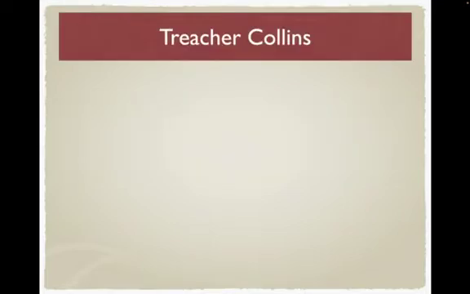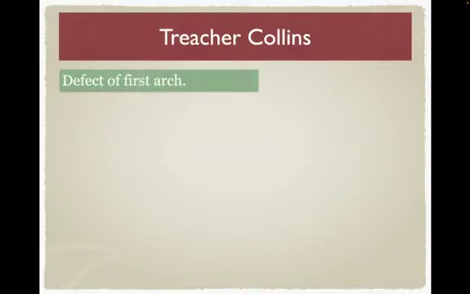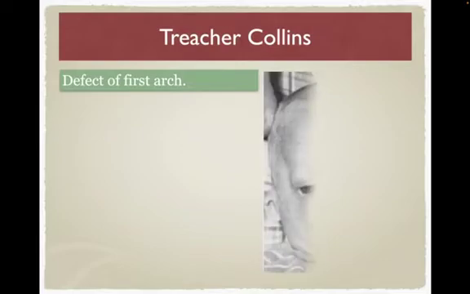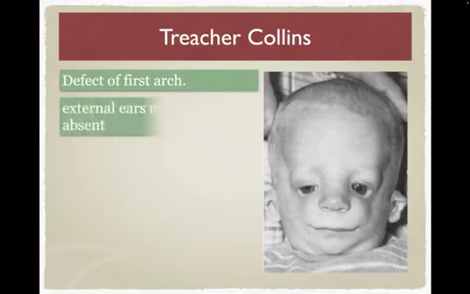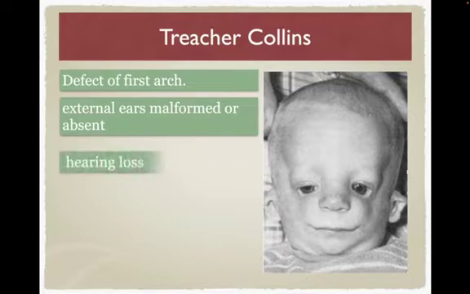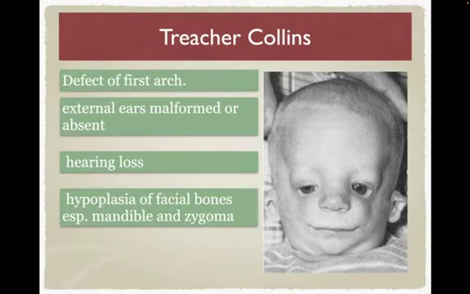So the first one is called Treacher Collins syndrome. Basically, we're going to have a defect in the first arch. So basically, any structure derived from the first arch will have an issue. The first one is the external ears, which will be malformed or sometimes absent. So the patient is definitely going to have a hearing problem, hearing loss.